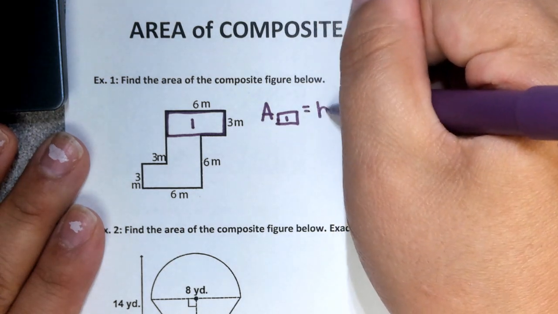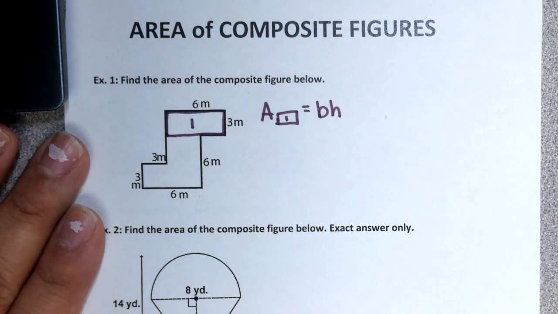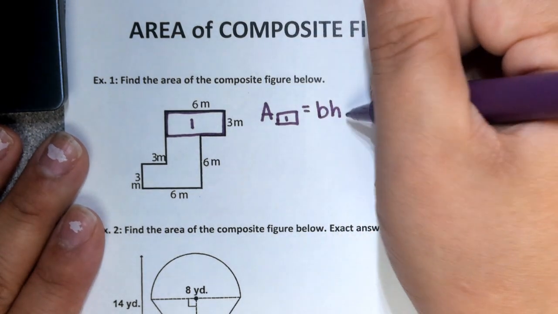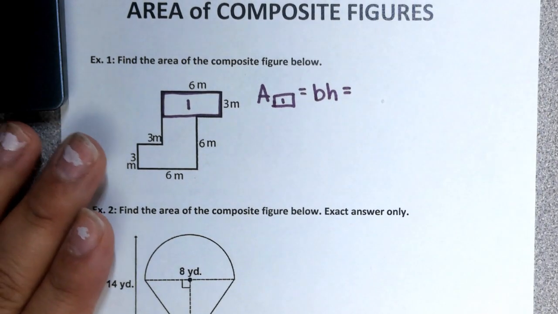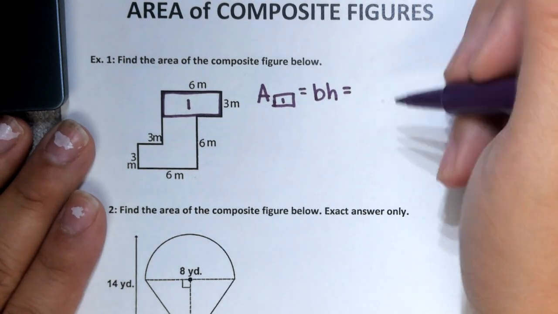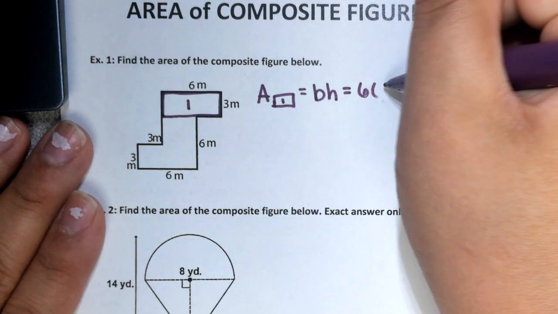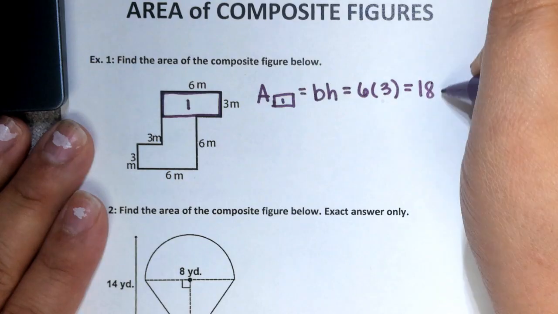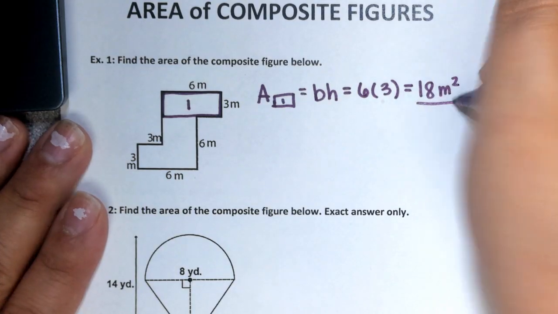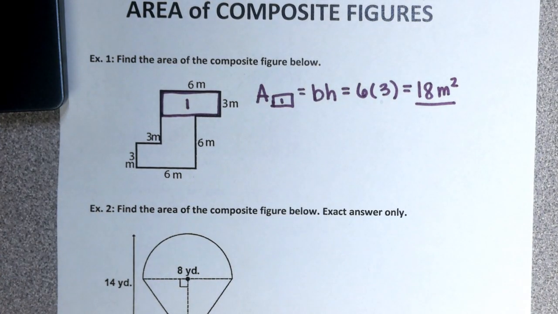Base times height. Remember, we always write the formula. Did you write the formula on your quiz? Oh, let's start doing that, okay? Base times height. What's my base here? 6. What's my height? And what is 6 times 3? 18 meters squared. Are we good with that? Everybody's writing this down with me?